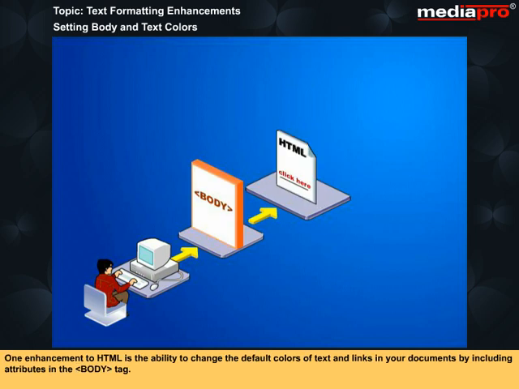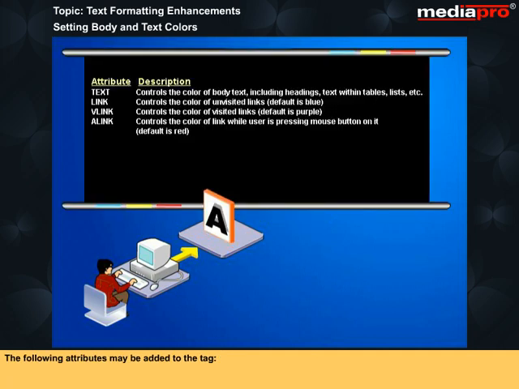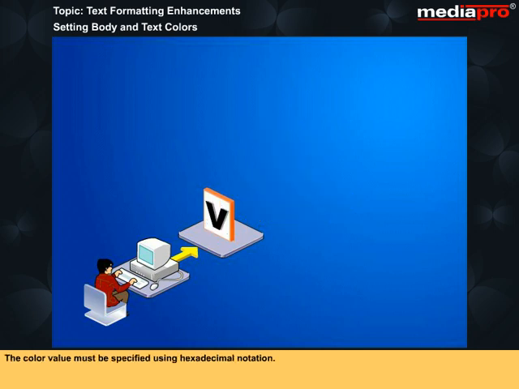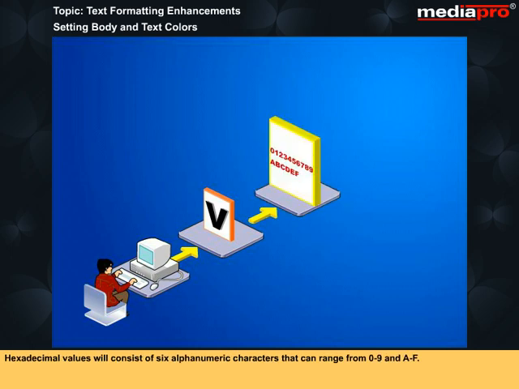One enhancement to HTML is the ability to change the default colors of text and links in your documents by including attributes in the body tag. The following attributes may be added to the tag. By specifying these attribute values, the default colors that would normally show up in a browser can be overridden. The color value must be specified using hexadecimal notation. Hexadecimal values will consist of 6 alphanumeric characters that can range from 0 to 9 and A to F.